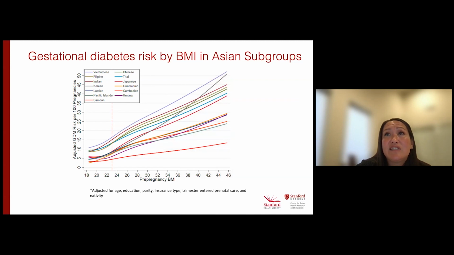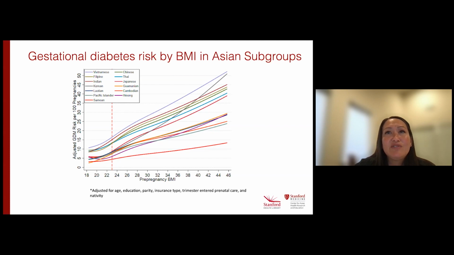This figure depicts the predicted probabilities of gestational diabetes risk by BMI in each of the 13 Asian subpopulations. The red vertical line denotes a BMI of 23. We adjusted for age, education, parity, insurance type, trimester the patient entered prenatal care, and whether the patient was US or internationally born. We found significant variability in the association between pre-pregnancy BMI and GDM diagnosis, although an increasing BMI was associated with a higher risk of gestational diabetes in each subpopulation. The groups vary both in the prevalence of gestational diabetes at each BMI and also in the slope of the association between BMI and gestational diabetes.